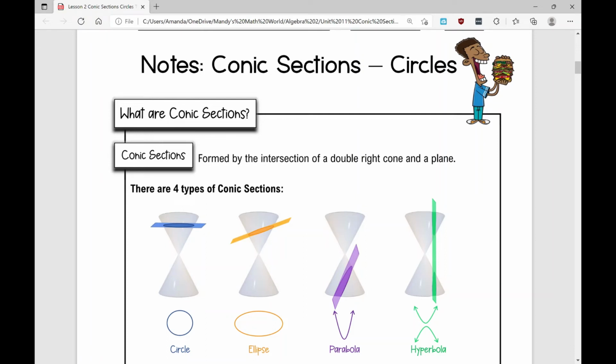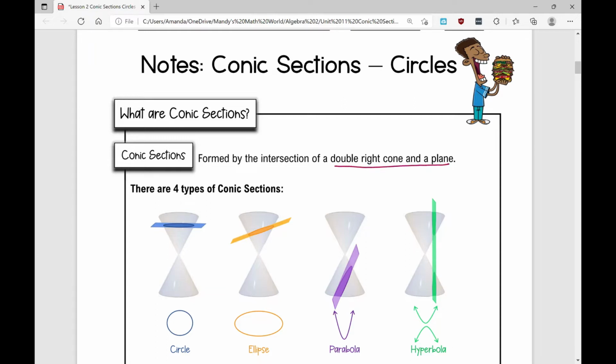Let's get started on today's notes over an introduction to conic sections, and we're actually going to focus on circles today. So first I want to talk about what conic sections are. Conic sections are formed by the intersection of a double right cone and a plane.